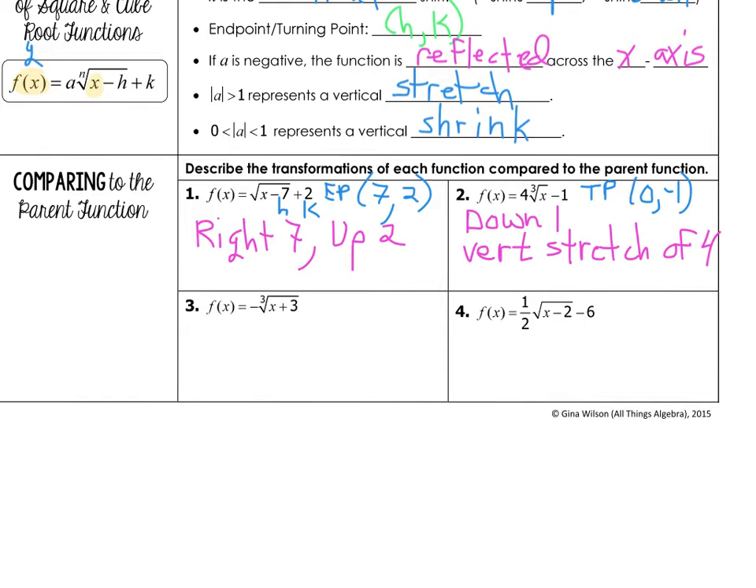All right, so then I want you to try 3 and 4 based upon what we talked about up there. So pause the video, try those, and then we'll talk about them. Find the endpoint or the turning point as well.